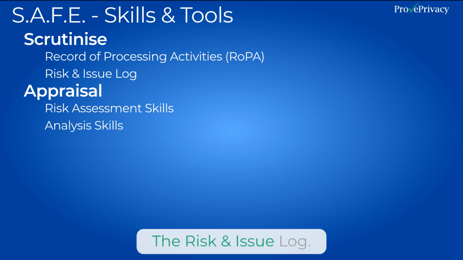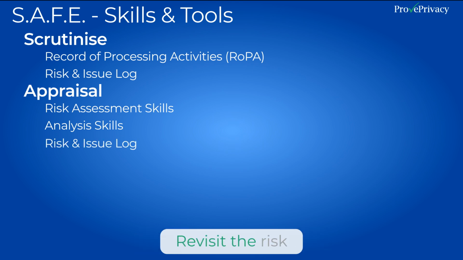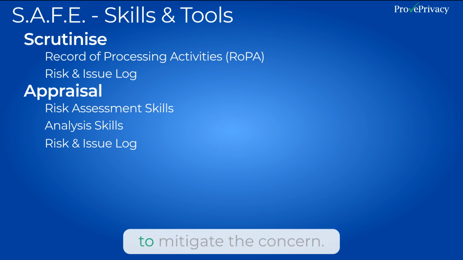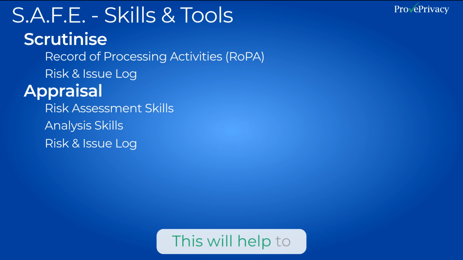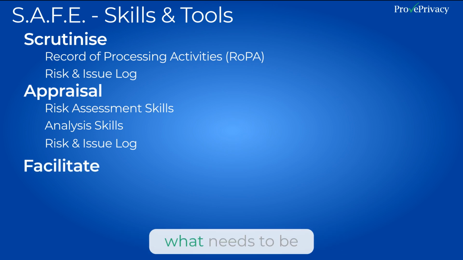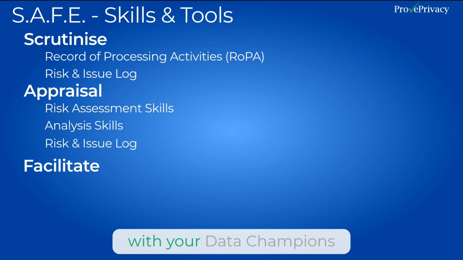The risk and issue log. Revisit the risk and issue log and document the probability, impact, and the steps required to mitigate the concern. This will help to prioritize your actions. Now that you understand what needs to be done, you will need to facilitate the actions with your data champions.